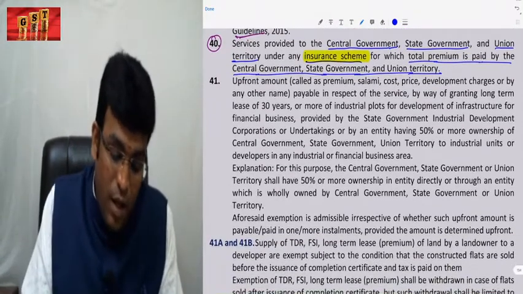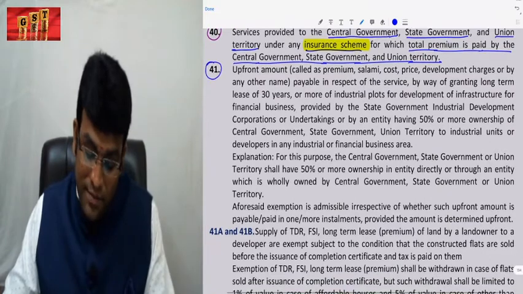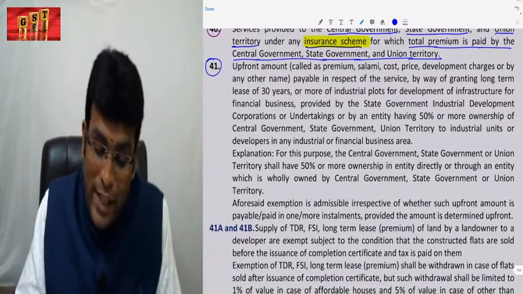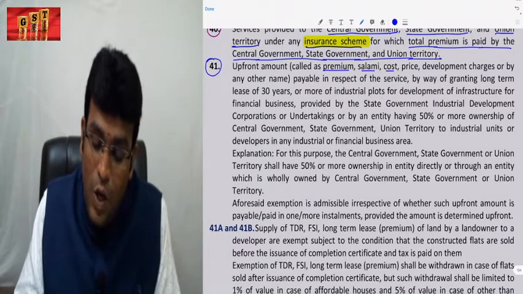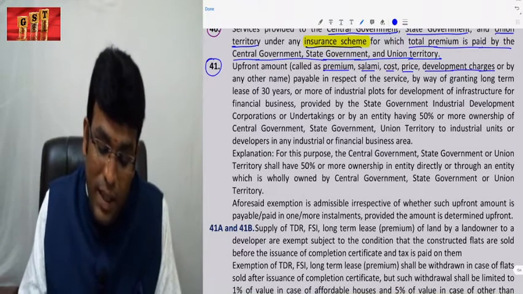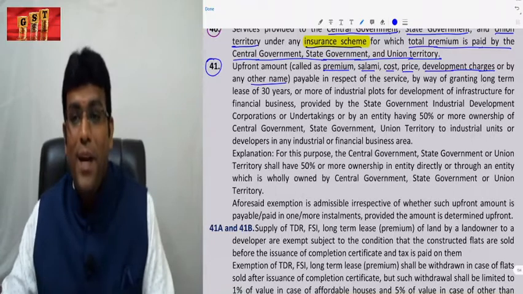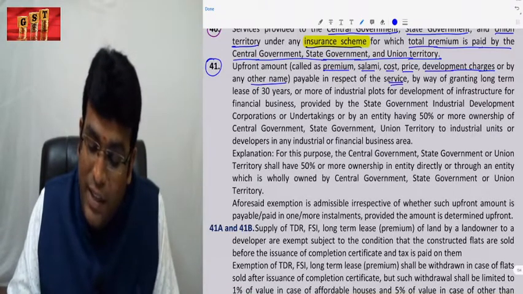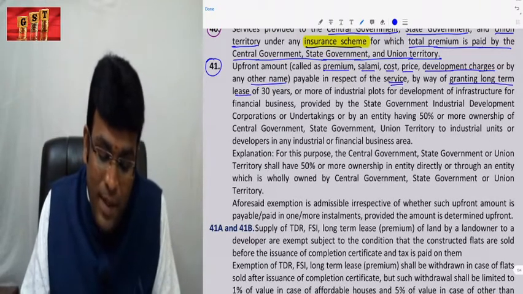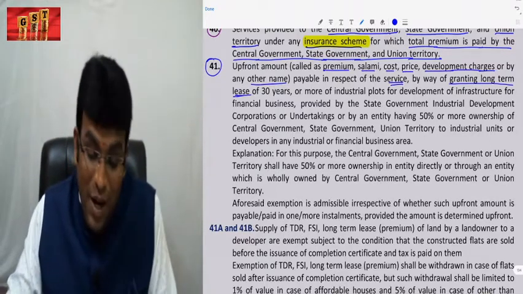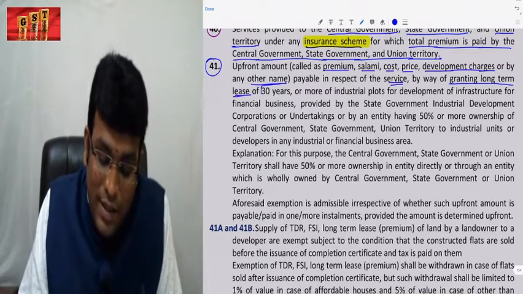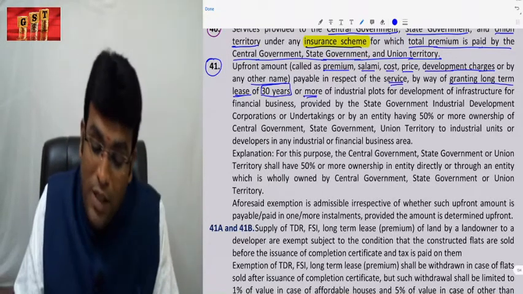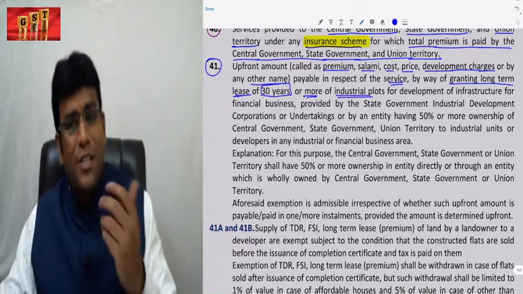Next one, 41st point, my dear friends. See that upfront amount called premium, salami, cost, price, development charges or by any other name payable in respect of the service by way of granting long-term lease. Long-term lease means how many years? Long-term lease of 30 years or more. That is important. 30 years or more of what plots, sir? Industrial plots. That's very common.